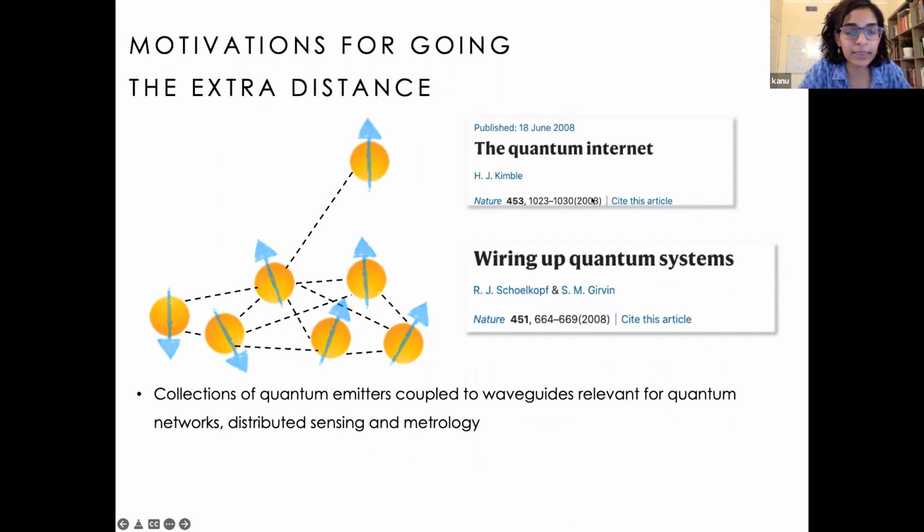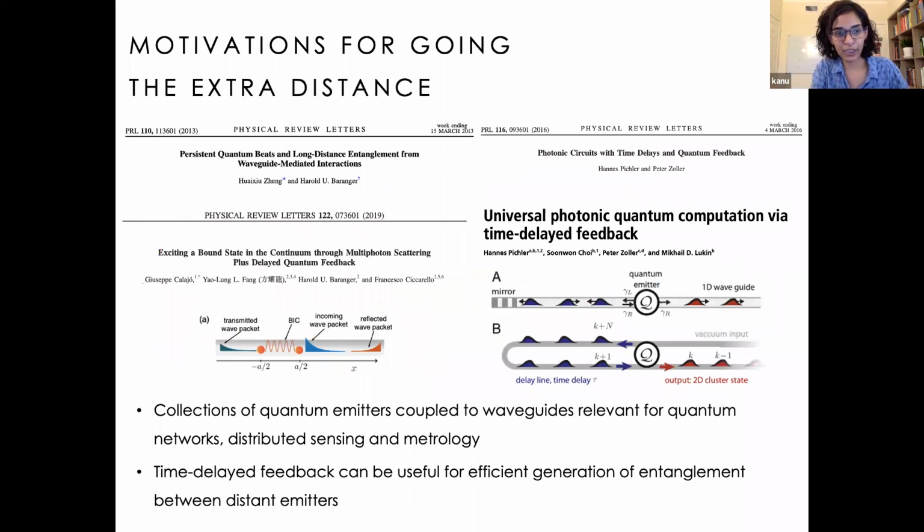Okay, and where is this interesting? So of course, there are several motivations to coupling quantum emitters over long distances from the perspective of building quantum networks and doing distributed sensing and metrology protocols and so on. And not only are these retardation effects relevant in those systems, but it's been shown that such retardation or time-delayed feedback can be useful for efficient generation of entanglement between distant emitters. So there are some works here where people have shown that these retardation-induced effects can create interesting photonic cluster states, interesting atom-photon bound states, and so on.